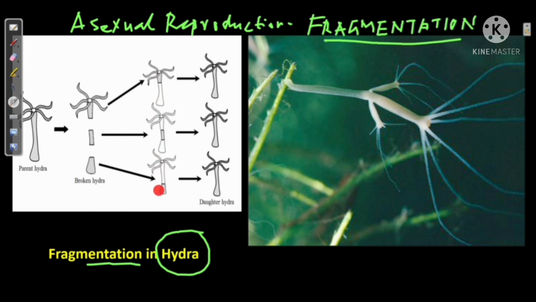Actually it is like regeneration, but here Hydra is preferring to be cut, not like regeneration. In regeneration it happens accidentally and they regenerate. So these cut pieces will grow up to become adults. So Hydra in your lesson reproduces either in the form of budding or in the form of fragmentation.